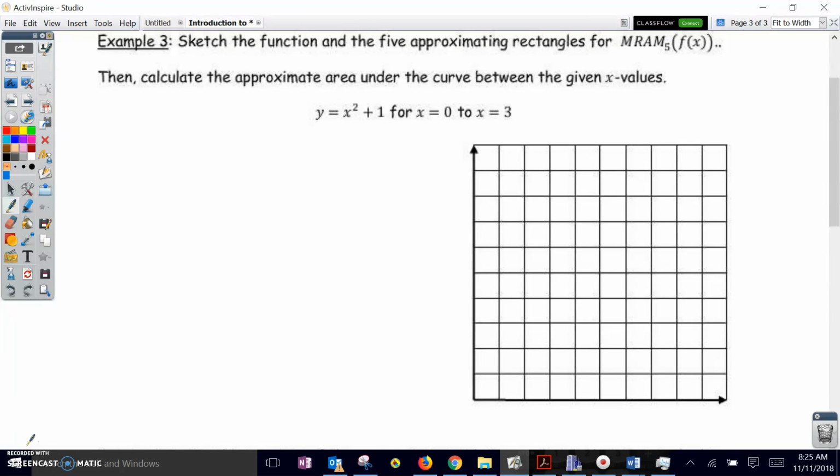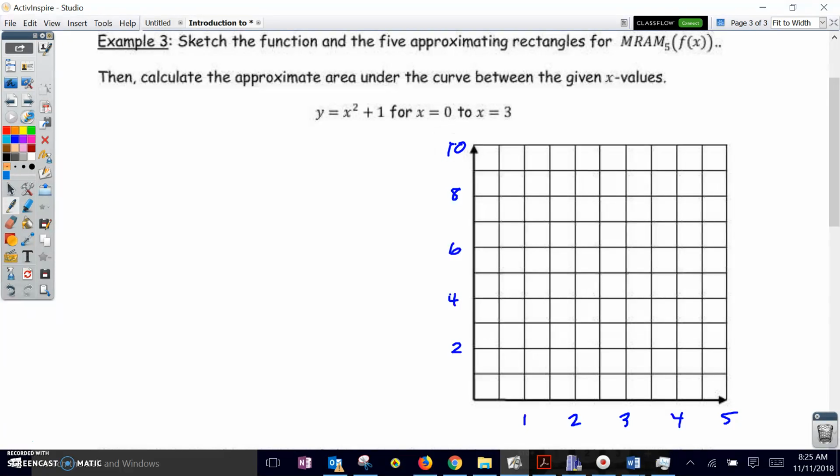Alright, welcome back everybody. In this video we're going to look at the last two examples from the Introduction to Riemann Sums lesson. We'll start by finding MRAM sub 5 for our function y equals x squared plus 1. Just as I did in the previous video, I'm going to number my horizontal axis and vertical axis first, and create my sketch of y equals x squared plus 1.